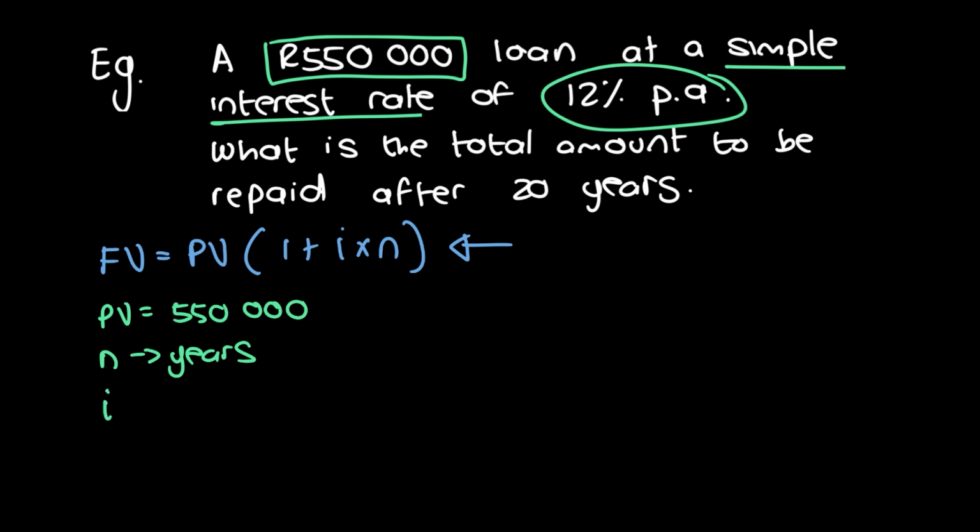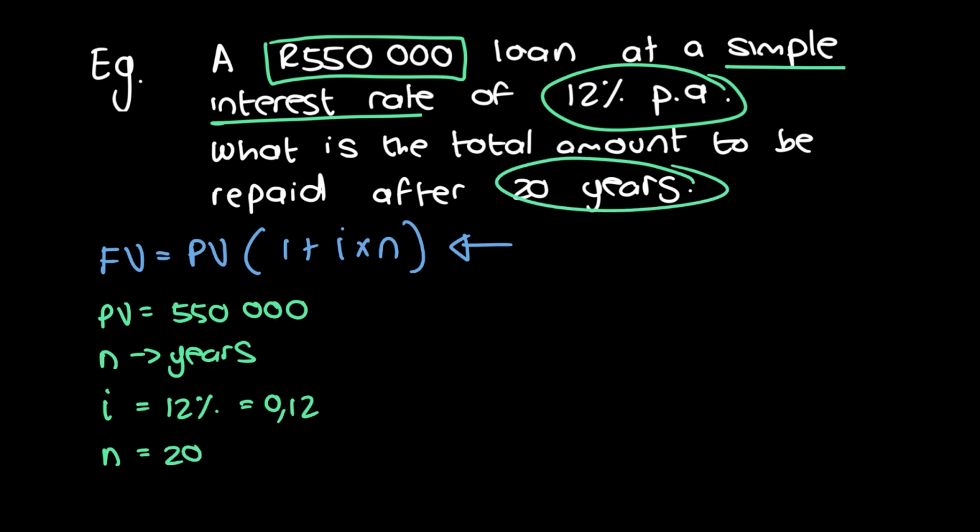And then our i, that is 12%, or 0.12. I've just divided it by 100. So we don't have to make any weird changes between nominal and effective interest rates or anything like that yet. It's just a quick, easy example. And our n in this case, we want it after 20 years. Just a reminder, the reason why I first look at n and i together is because those should coincide. Right, so let's actually plug this into the formula.